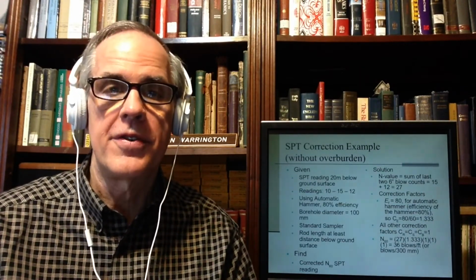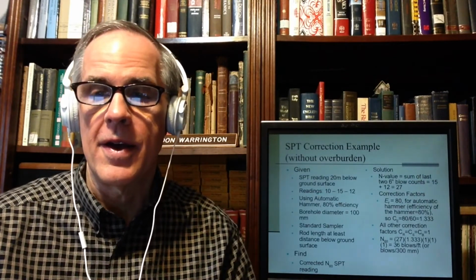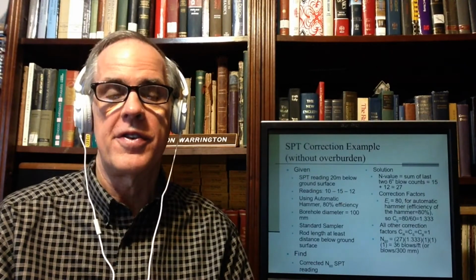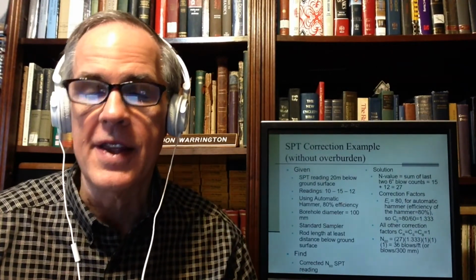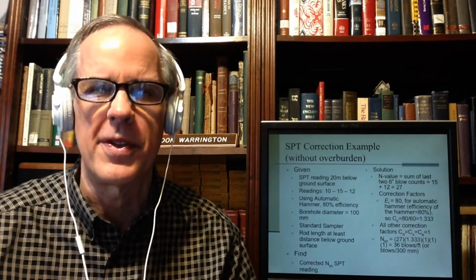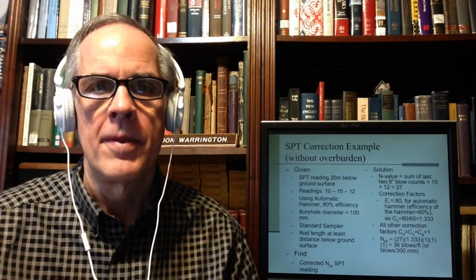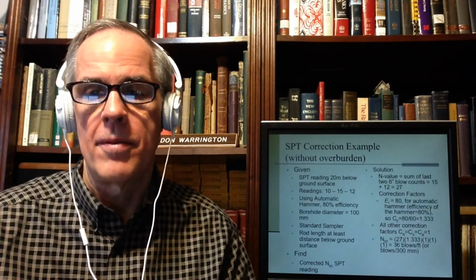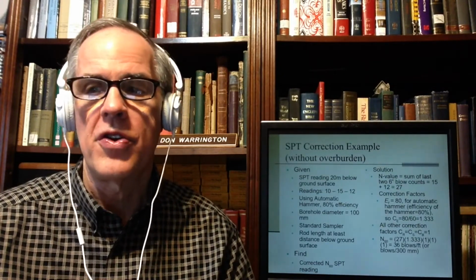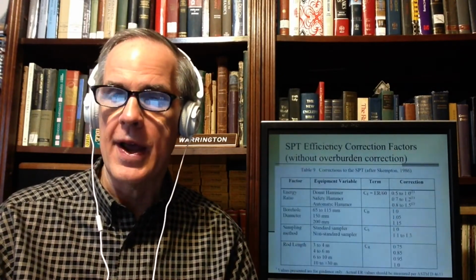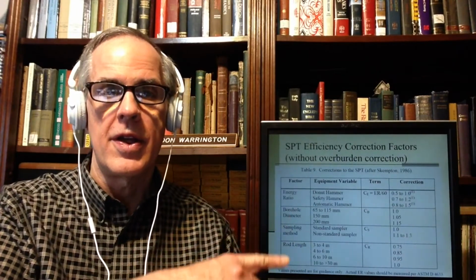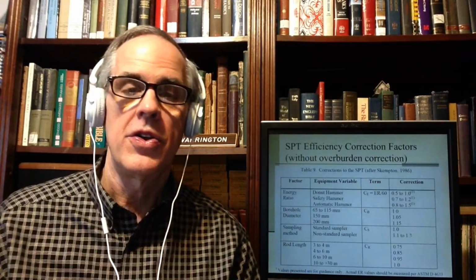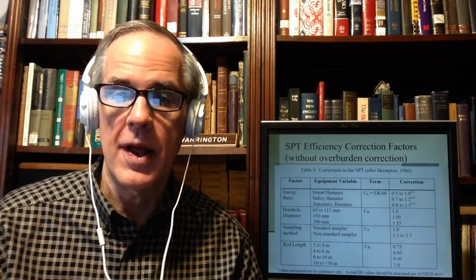The first correction we're going to talk about is the energy correction factor. The efficiency of this hammer is 80%, so the CE is 80 over 60, or 1.33, or 4/3. All the other correction factors are unity. I actually show you here the other three correction factors. You can check those and see which one applies.